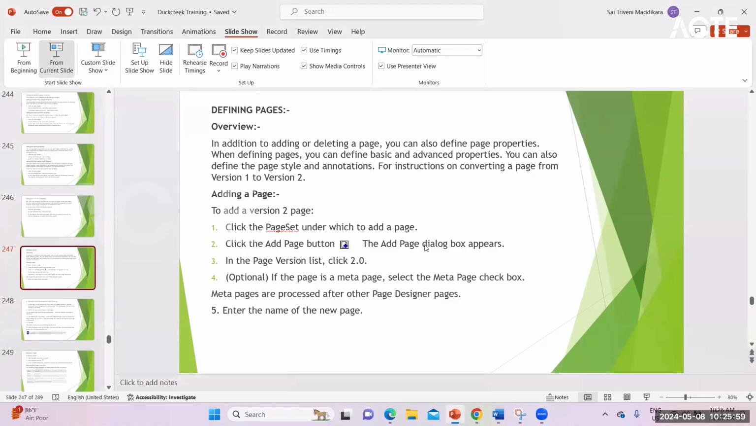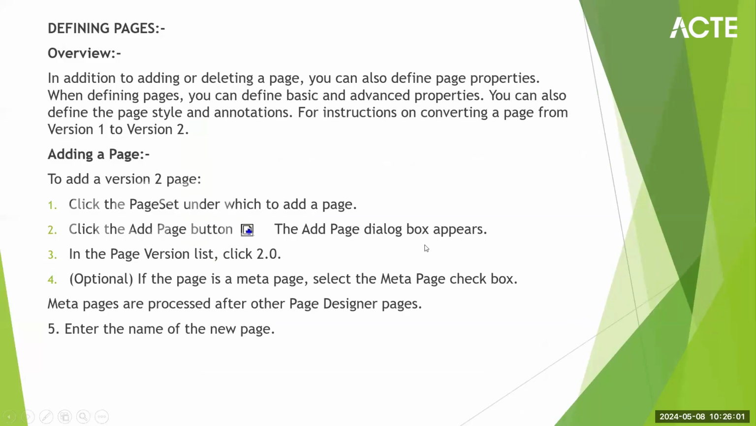Okay, so pages. What pages are and how you add and delete them, we'll be seeing here. In addition to adding or deleting a page, you can also define page properties. When defining pages, you can define basic and advanced properties. You can also define the page style and annotation. So how to add a page?